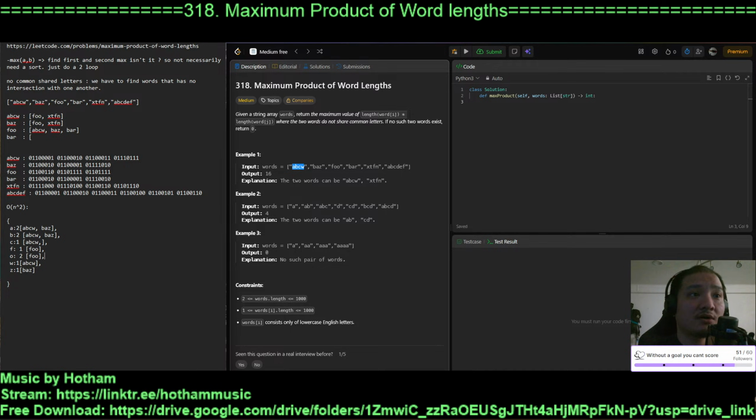Then we have bar, so bar put them in here, bar, right? So this will be 3, or here, bar.